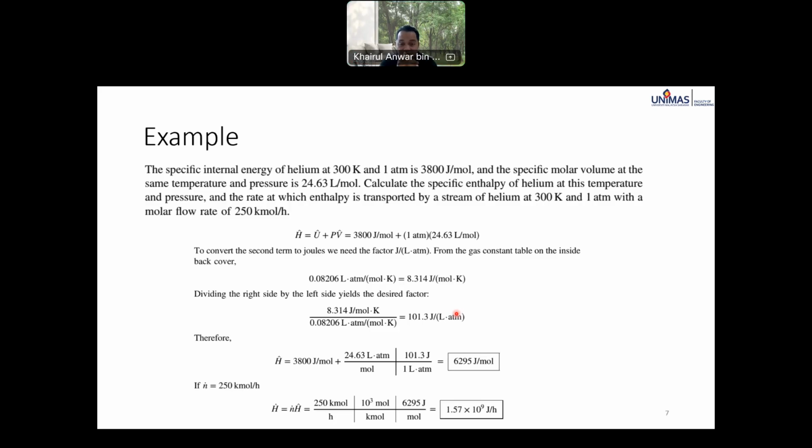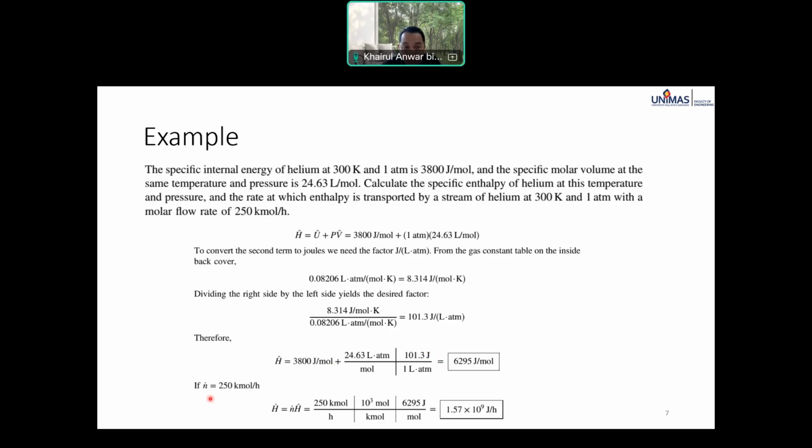That one is available in hard copy books. So 0.008206, this is the unit conversion. Dividing the right hand side by the left hand side yields the desired factor. Therefore, this is the unit conversion. The unit must be similar, joule per mole, then we can add it up.